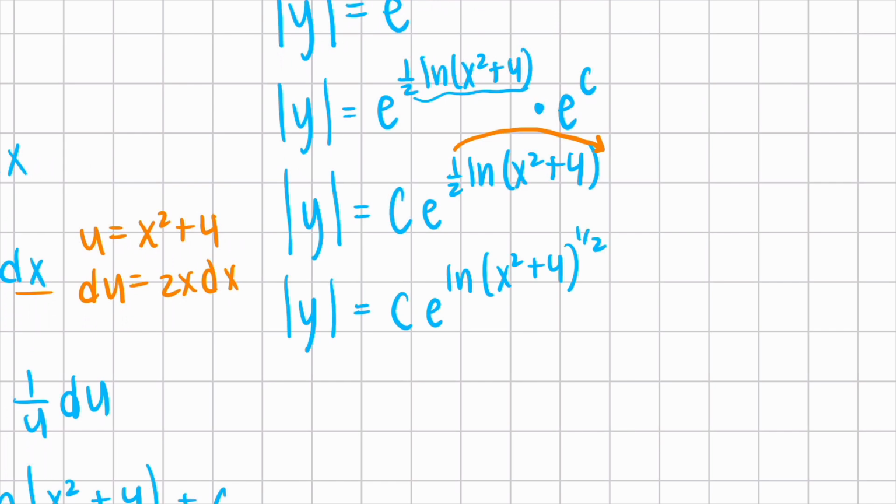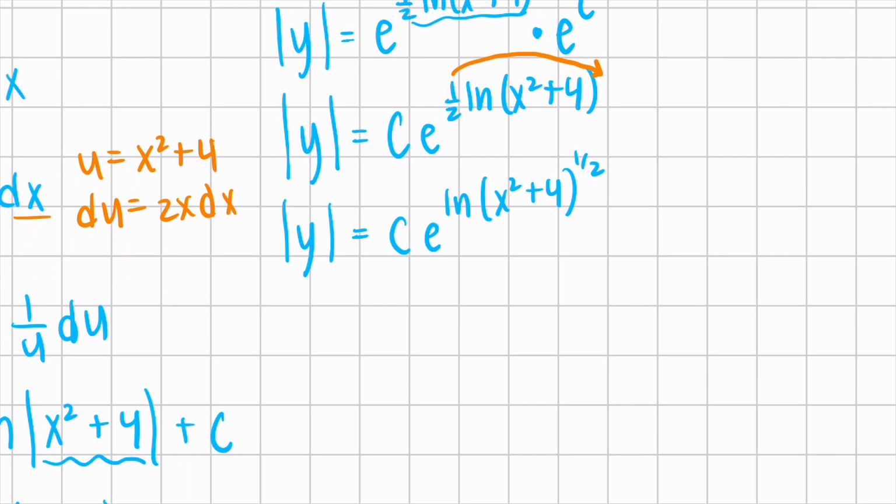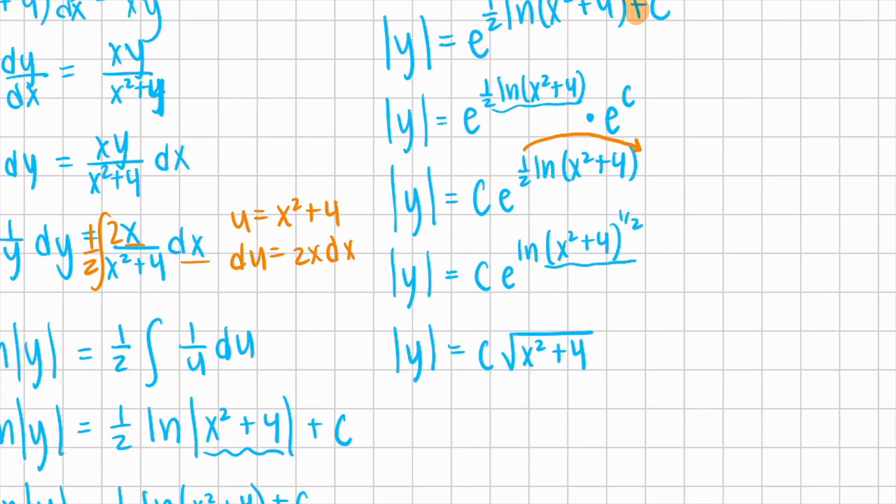Just like we did with our exponentiating, e to the natural log, those two functions undo each other. So I end up with just x squared plus 4 to the 1/2, which is the same thing as the square root of x squared plus 4. So I would say at this point, let's solve for c.